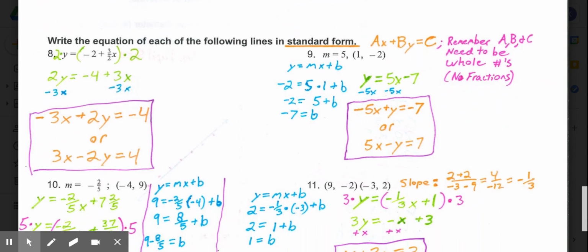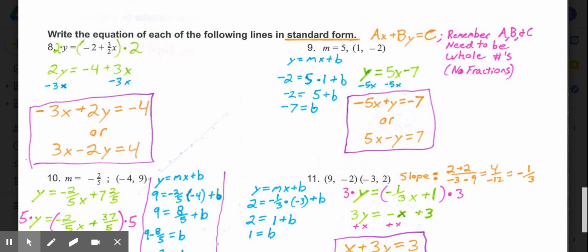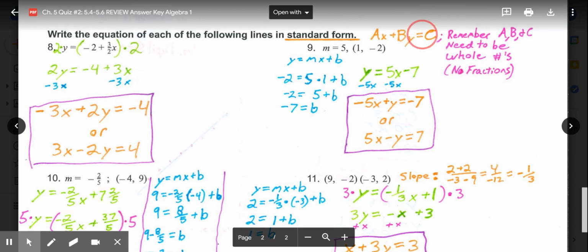And then we get into our last 4 problems. And on these, they want us to write the equations in standard form. So ax plus by equals c. And what you want to remember is a, b, and c all need to be whole numbers, meaning no fractions or decimals. And we want to get x and y on the same side, our constant number on its own on the right. So in number 8, we have y equals negative 2x plus 3/2 x.